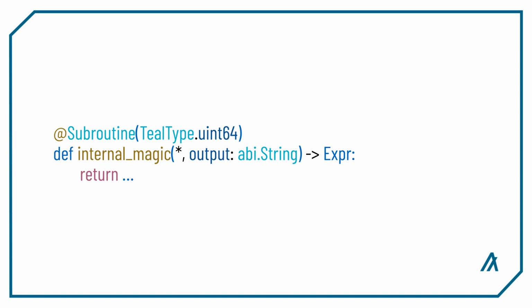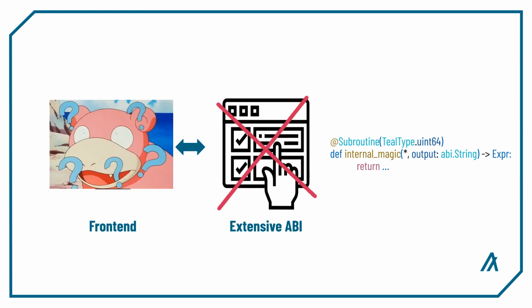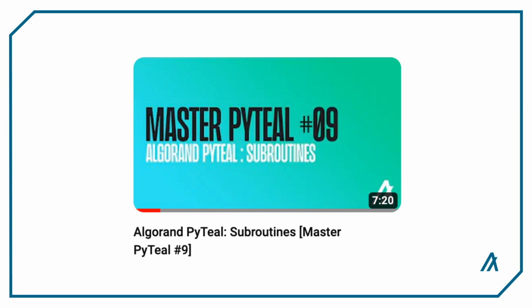Lastly, if you want to define a utility type method that is used internally by other methods in the smart contract to handle complex logic, you can do so by decorating the method with PyTeal subroutine decorator. These methods are not exposed to the ABI, which means the front end will have no idea how to call these methods. If you want to learn more about PyTeal subroutines, watch the subroutines video from the Master PyTeal series.